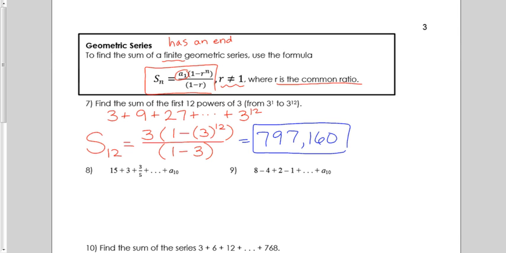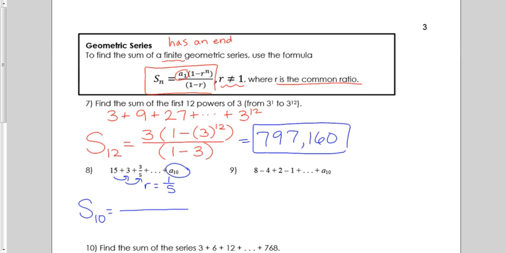I could also give you one like this where we have a list, so we'd have to figure out, oh, this is geometric, and what do I do every time? I multiply by 1/5. If I'm trying to find the sum up through the 10th term, then that means it's S sub 10 for 10 terms. What goes into my formula?